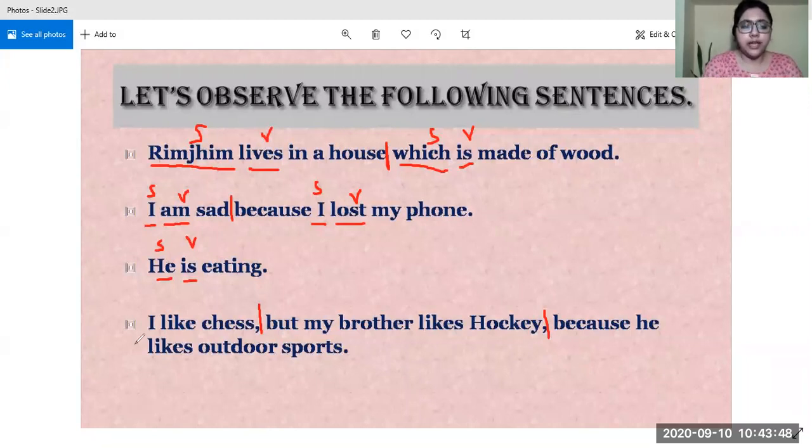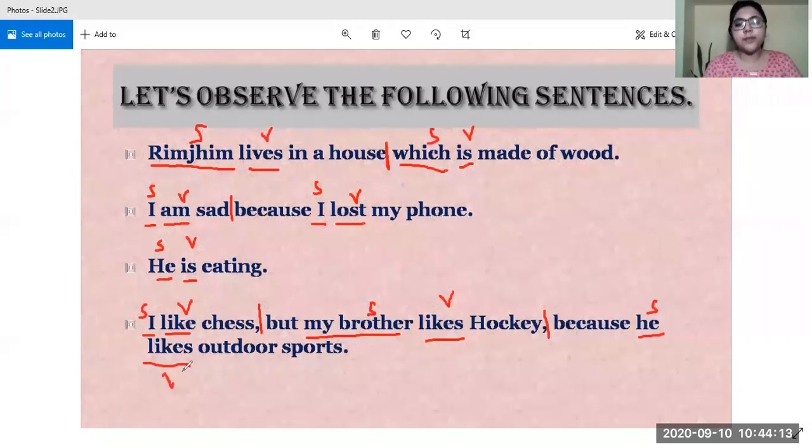All right. Next, I like chess. Again, I is the subject, like is the verb. But my brother likes hockey. My brother is the subject. Likes is the verb. Again, because he likes outdoor sports, now he is the subject and likes again is the verb. So what did we observe? That we divided the sentence into as many parts as possible, and we divided the sentence in such a way that each part of the sentence must have a subject and a verb. So this was the basis of our division.